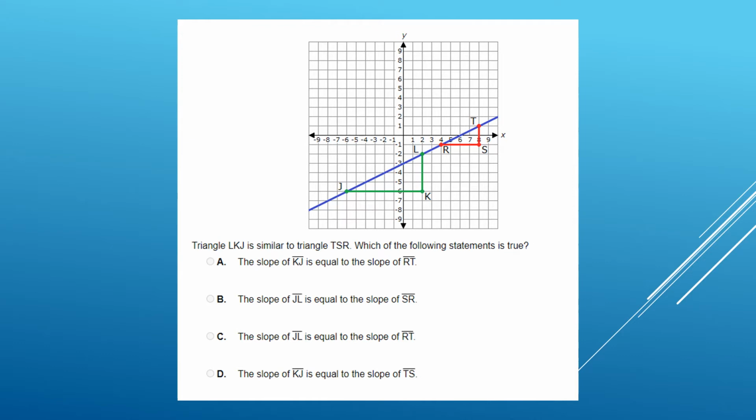Triangle LKJ is similar to TSR. Which of the following statements is true? So the slope of KJ, that's this one, is equal to the slope of RT. Well, no, one's horizontal and one is diagonal, so that's not it.